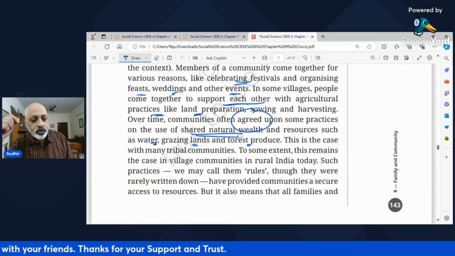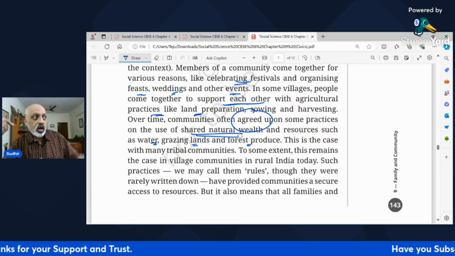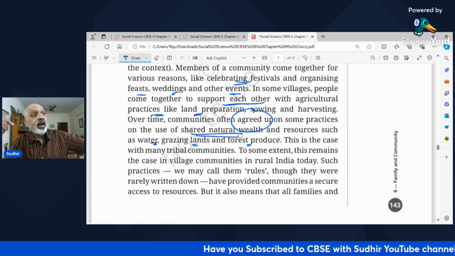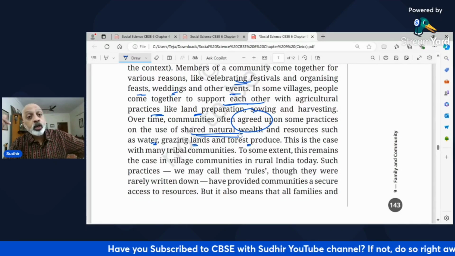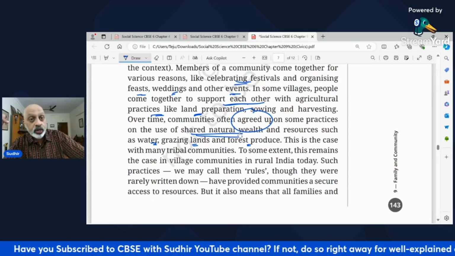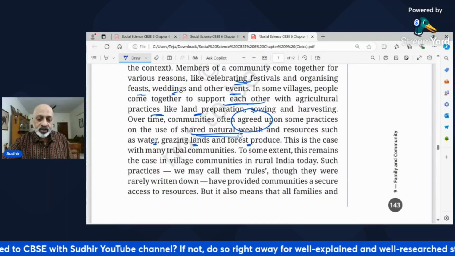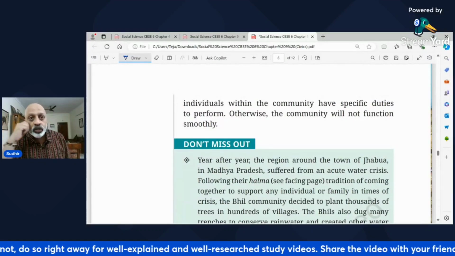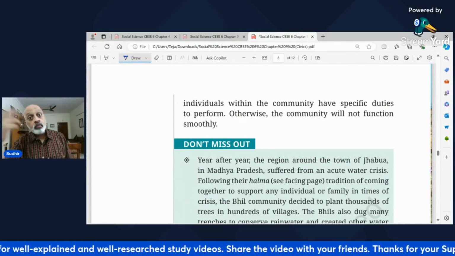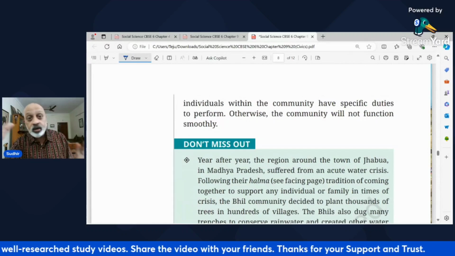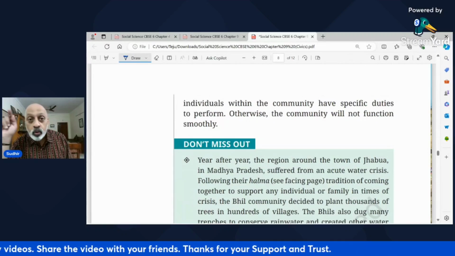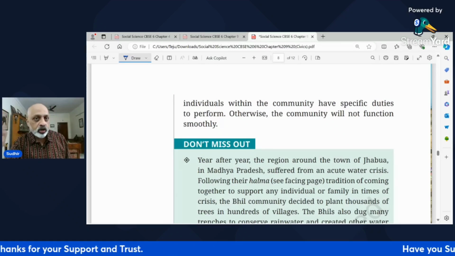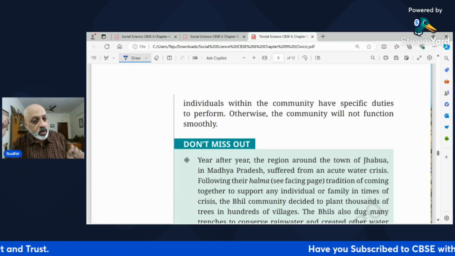So they have provided communities a secure access to resources. So somebody is poor, he cannot be denied water from the well. He cannot be told that you cannot collect firewood from the forest. You cannot be denied. So everyone is equal that way. But it also means that all families and individuals within the community have specific duties to perform. You cannot go and cut a tree. Arey, it's my wish, you cannot say that. Okay, you have to abide by the rules which have been set by the village community. Otherwise, obviously, the community will not function smoothly.